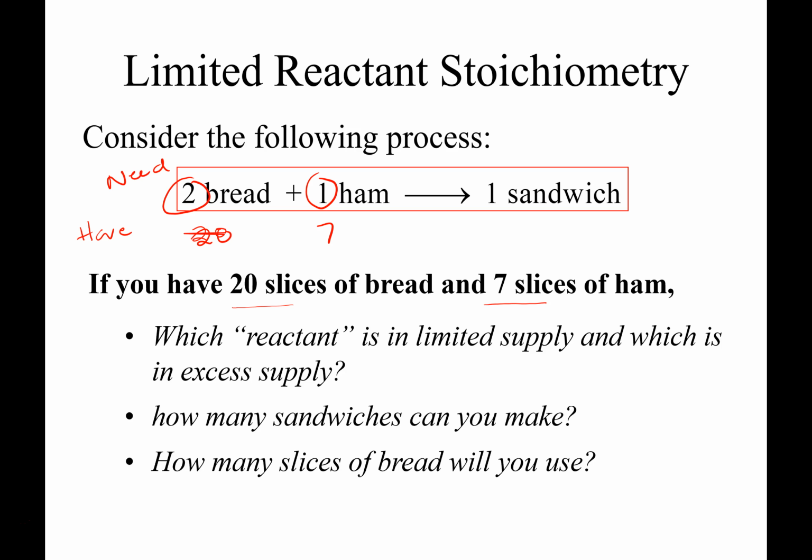6. You guys have just totally answered everything we need to cover in this part. So you told me ham is in limited supply. Bread is in excess. You told me we could make 7 sandwiches. And you told me that we would have 6 slices of bread left over. That's it.